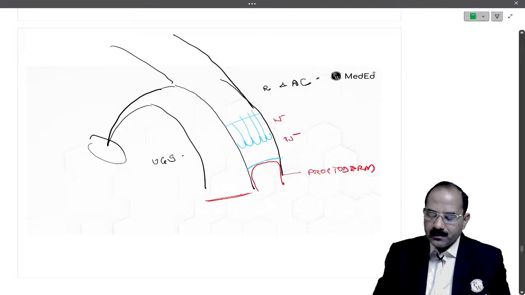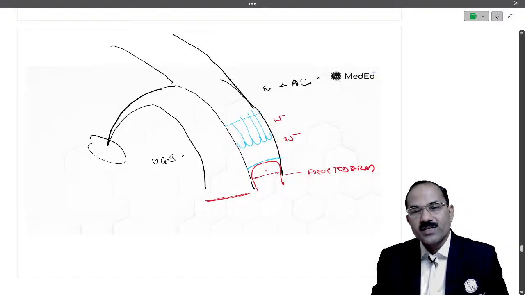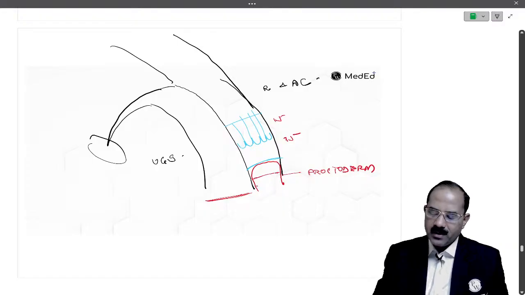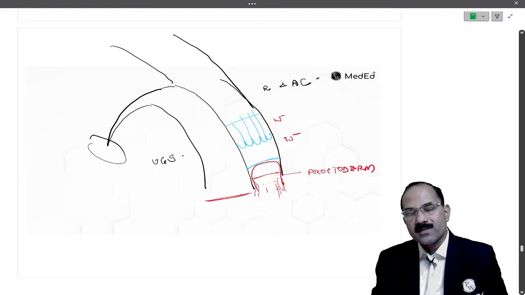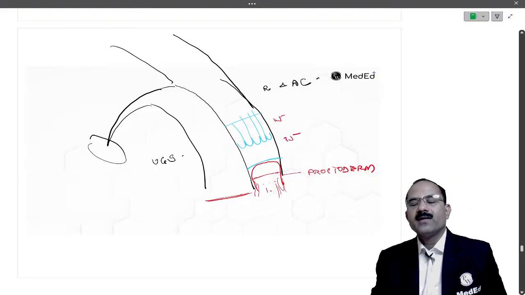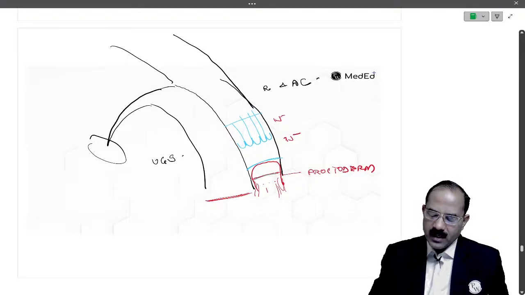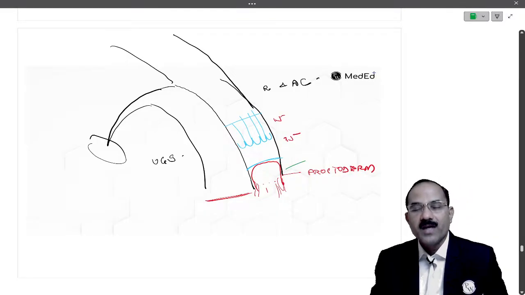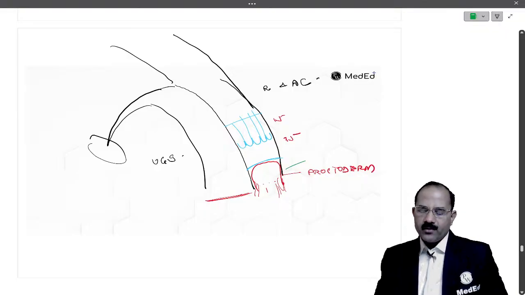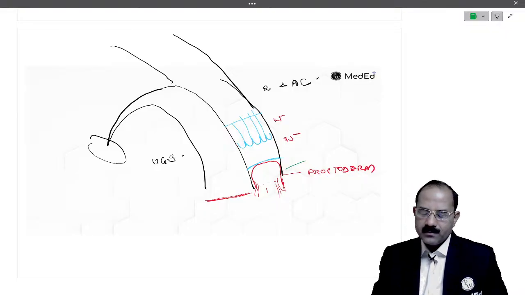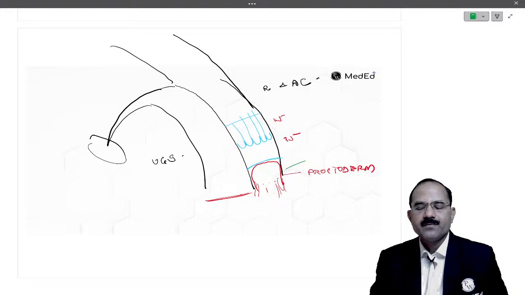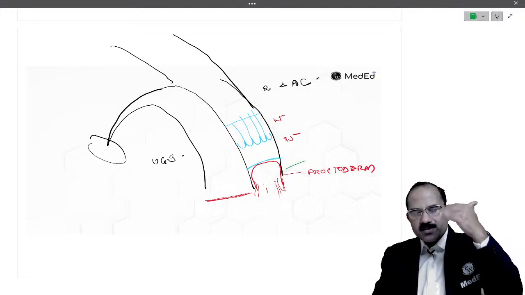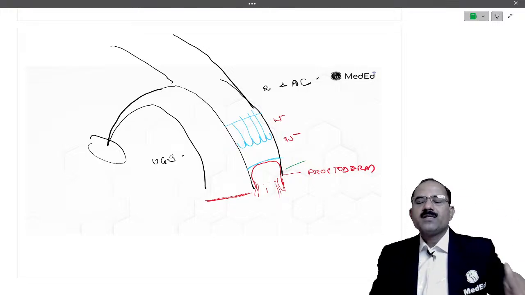In this also, this part is lined by stratified squamous non-keratinized epithelium, and the lower part is actual skin. You get hair follicles here. This part is lined by stratified squamous keratinized epithelium. And what is this line here known as? This line is known as the white line of Hilton, right? So the white line of Hilton separates the stratified squamous non-keratinized part from the stratified squamous keratinized part.